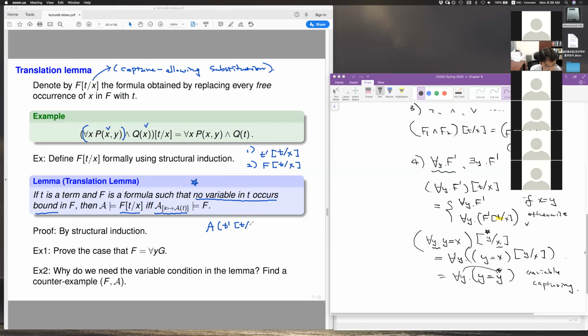So the meaning of t prime after the substitution is identical to the meaning of the term t prime before the substitution, as long as we make an appropriate adjustment on the structure. Okay, it has the same form as the original, the version for formulas, but we need something like this. So you need an induction to prove this translation lemma for terms first, and then use this fact to prove the translation lemma for formulas by induction.